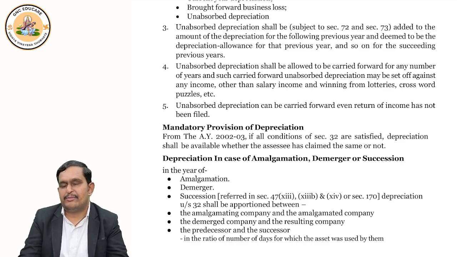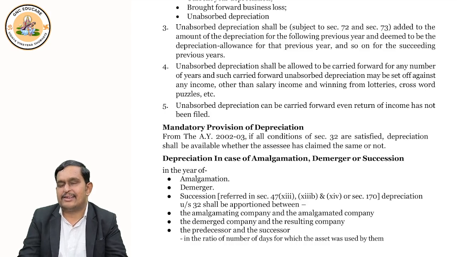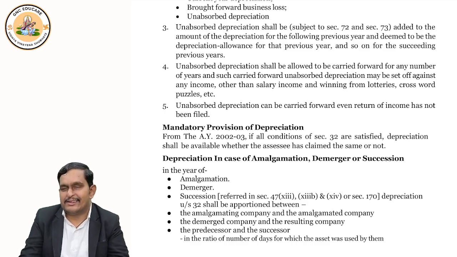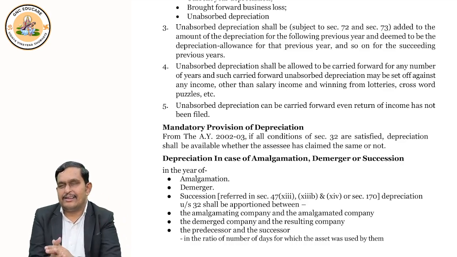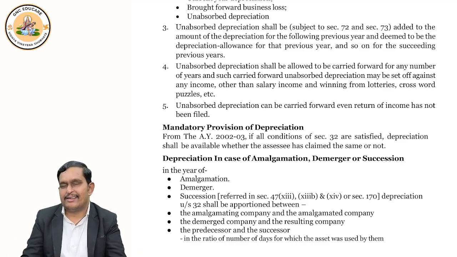So when you calculate, for the partnership, depreciation amount into 91 by 365. And for the company, depreciation amount into the number of days the asset was held by the company divided by 365. Like that actually we have to divide. So in case of amalgamation, one company transferring the assets to another, in case of succession, father transferring to son, in case of partnership converting to company, or any similar case, never worry.